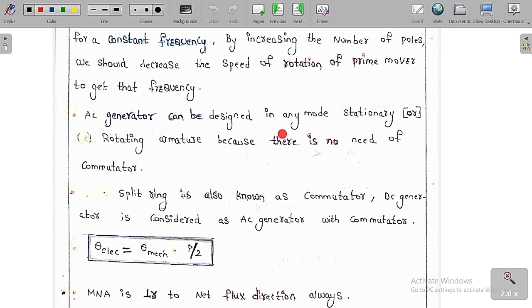An AC generator can be designed in any mode, either stationary or rotating armature, because there is no need of a commutator. As I have already told you, in the AC generator you don't need a commutator. Only in the DC motor and the DC generator do we need the commutator. So we can keep the armature coil either on the rotor or on the stator, because we don't need the commutation process in an AC generator.